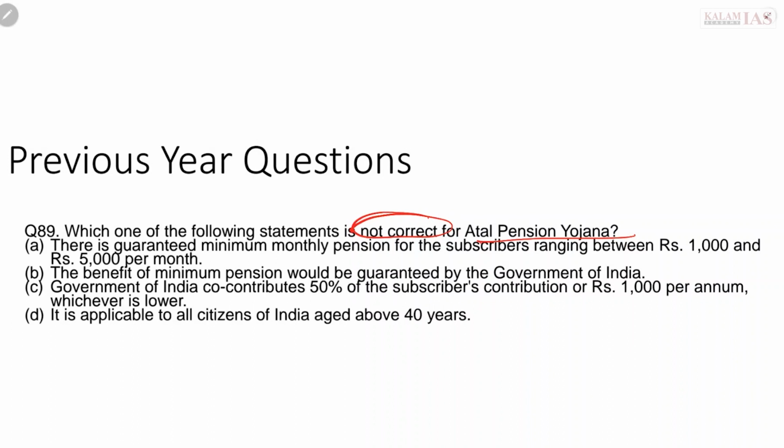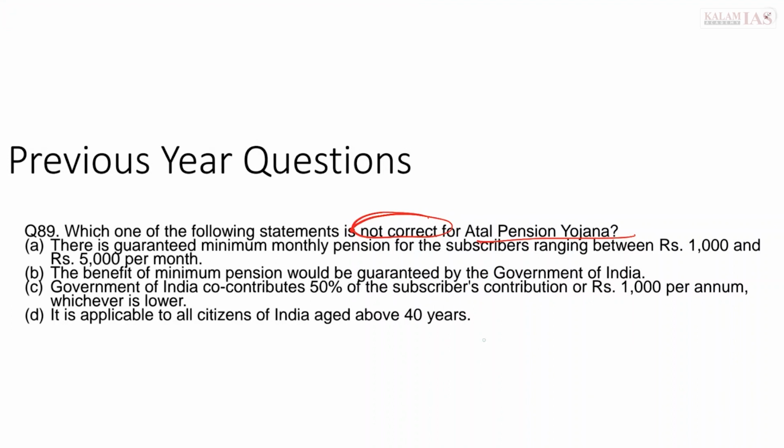Second statement, the benefit of minimum pension would be guaranteed by the Government of India. This is also correct. There is a guaranteed minimum pension every month of rupees 1000. Third, the Government of India co-contributes 50% of the subscribers' contribution of rupees 1000 per annum, or the subscribers' contribution or rupees 1000 per annum, whichever is lower. This is also correct. We discussed this was the scheme which was applicable up till for the incentivization of the Atal Pension Yojana.